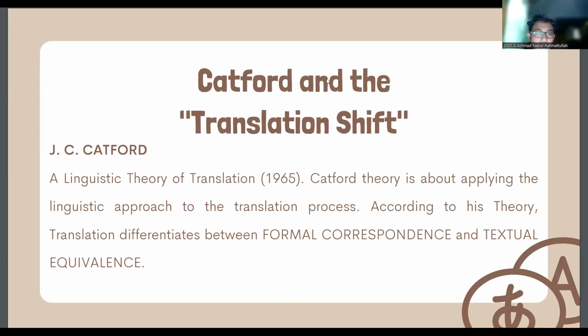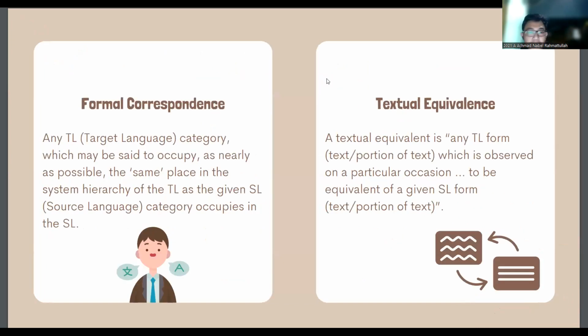Okay, thank you. I'm going to continue and talk about Catford and his translation shift. J.C. Catford's linguistic theories of translation date from 1965. This theory is about applying the linguistic approach to the translation process. According to his theory, translation differentiates between formal correspondence and textual equivalence. The formal correspondence is basically the general translation system-based concept between two languages.